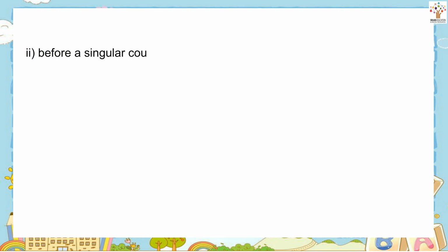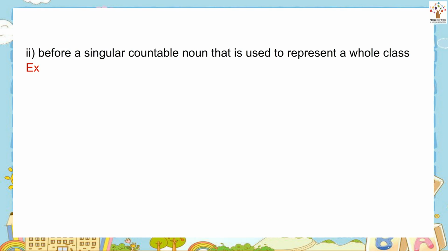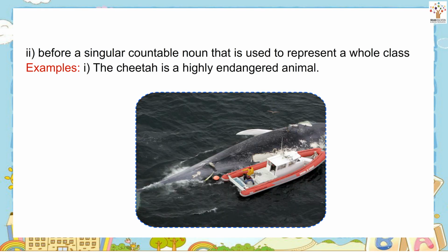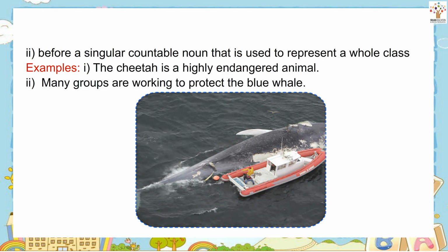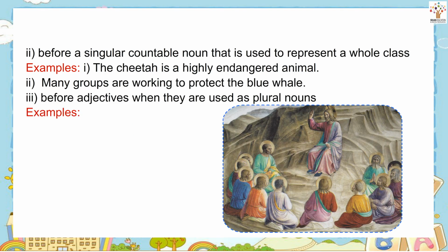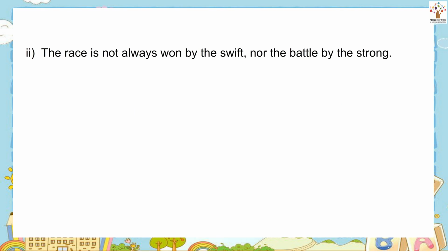Before a singular countable noun that is used to represent a whole class. Examples: the cheetah is a highly endangered animal. Many groups are working to protect the blue whale. Before adjectives when they are used as plural nouns. Examples: blessed are the meek. The race is not always won by the swift, nor the battle by the strong.